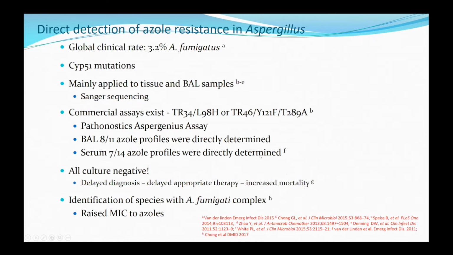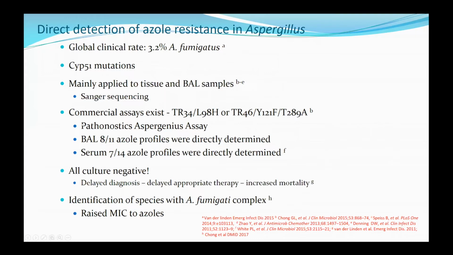We're also in the situation here that molecular tests can pick up Aspergillus resistant strains. We know it's an ongoing problem, increased rates of azole resistance driven by the environmental mutations TR34 and TR46. Historically, when we've picked up these CYP51 mutations, it's mainly been through Sanger sequencing applied directly to specimens, be it tissue or BAL samples.